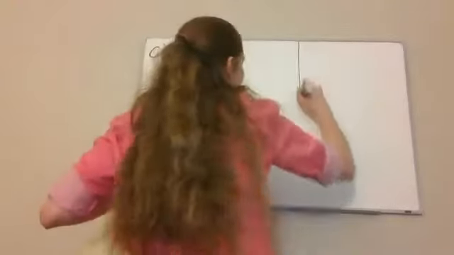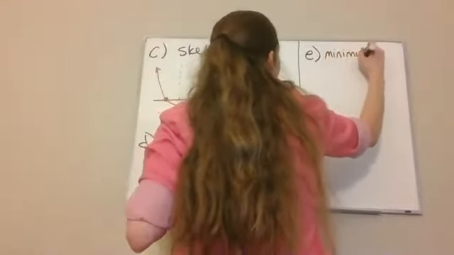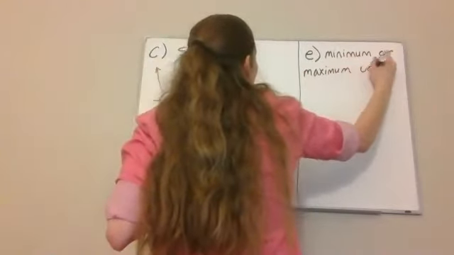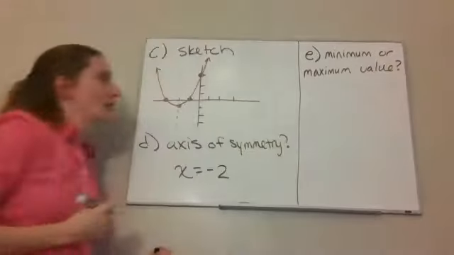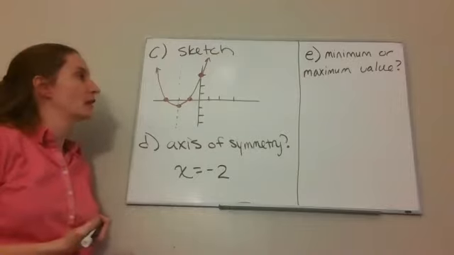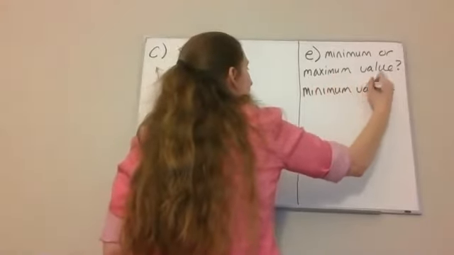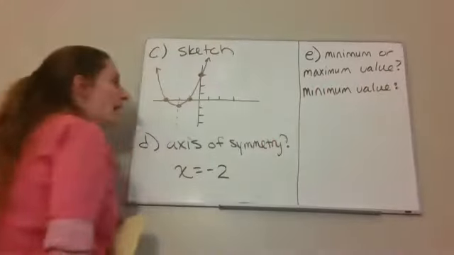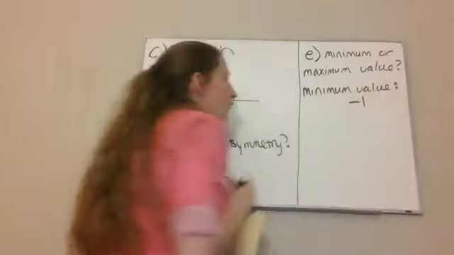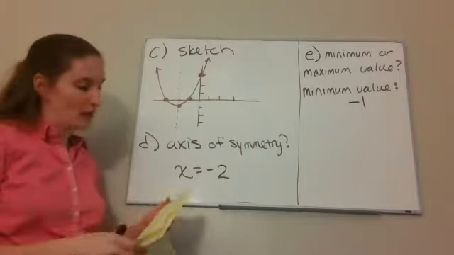Part E, what is the minimum or maximum value for this function? Well, we can see by our graph that we have a minimum value. There's a point that's the lowest point on the graph. So I have a minimum value, and the value is going to be the y. So that is a minimum value of -1. It occurs at x equals -2, but the actual value is -1.